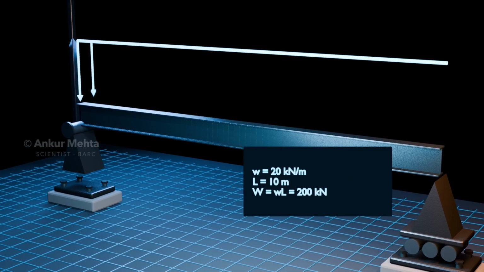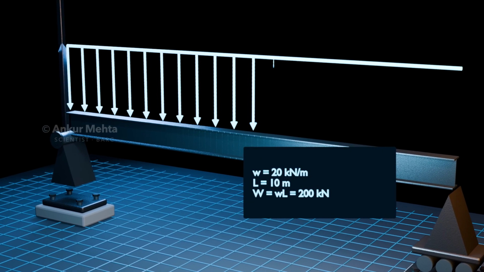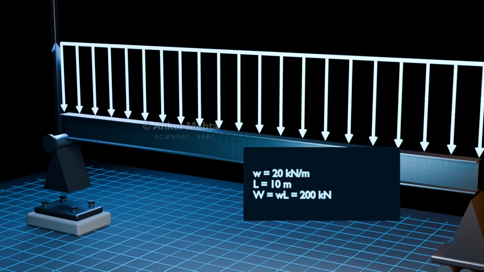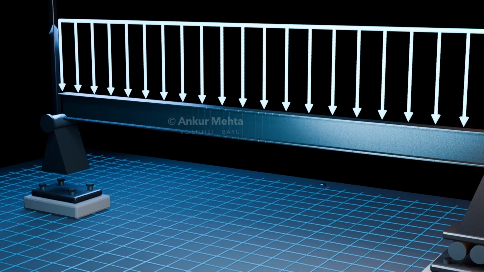Now, a uniformly distributed load of 20 kilonewtons per meter is applied over the full 10-meter span. Each downward arrow represents the same load intensity. The load increases gradually, allowing us to see how force enters the beam.